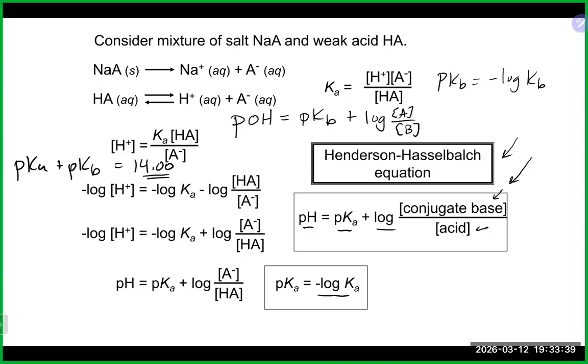Why might that be helpful? Well, maybe you've got a Kb value and you need a pKa value to go into the Henderson-Hasselbalch equation. You could calculate the pKb, subtract from 14, and you have the pKa value relatively quickly.